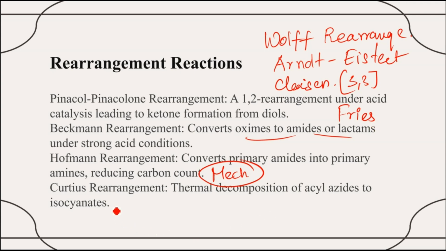Then another rearrangement is there. This is not so important, but you have to look into it, that is the Wagner-Meerwein rearrangement. If you studied this well enough, I'm telling you, a 1,2 shift happens over here. The products are rearranged carbocations. Okay, this is used in terpene chemistry.